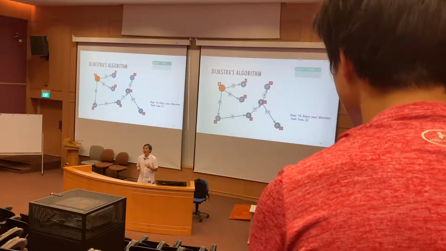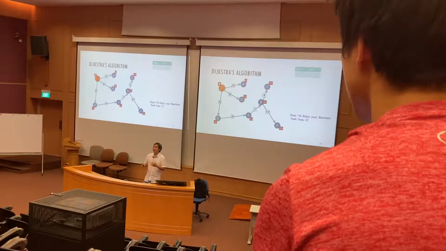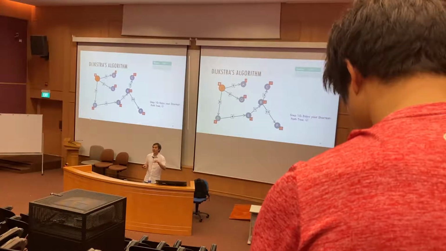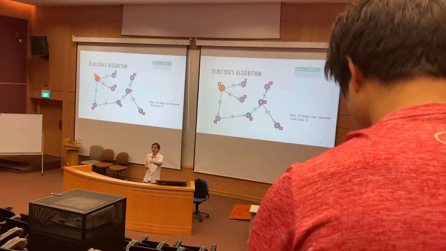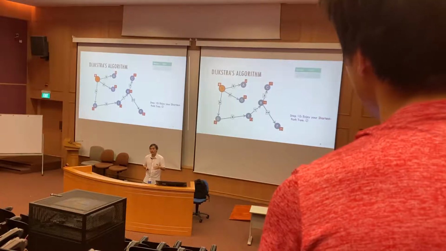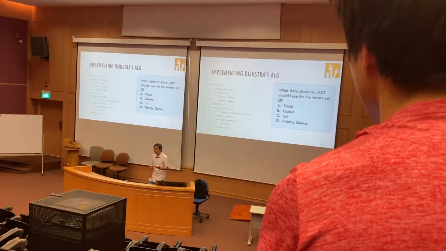Now notice that I don't relax all the edges at each iteration. I only relax the outgoing edges of the minimum distance estimate vertex. I take the one with the minimum distance estimate, and then I relax its outgoing edges. I don't relax all the edges.